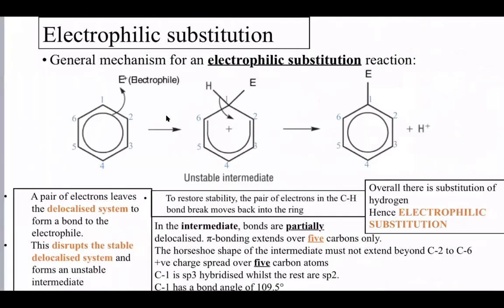So I want you to read this. This is the general mechanism for electrophilic substitution reactions that you have in your notes. The way that it's drawn in your notes is that the electrophile sits on carbon number 1. The broken delocalization system is important for you to take note that it extends from carbon number 2, 3, 4, 5, 6.